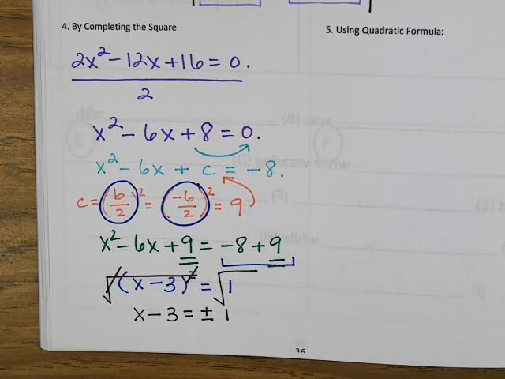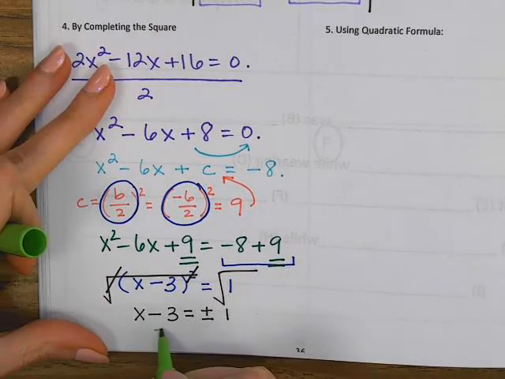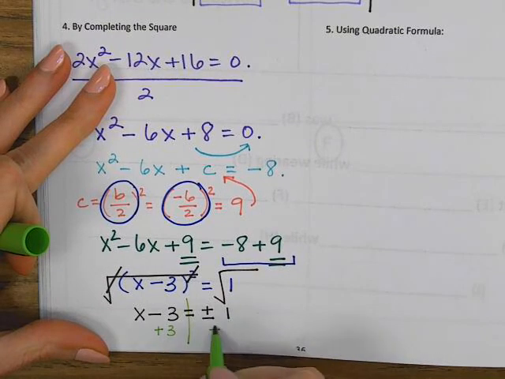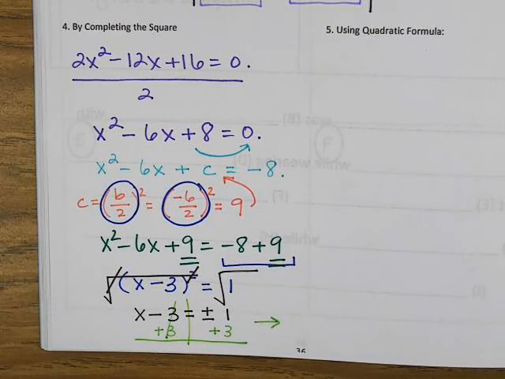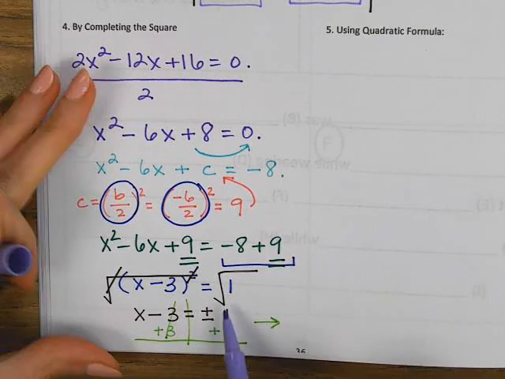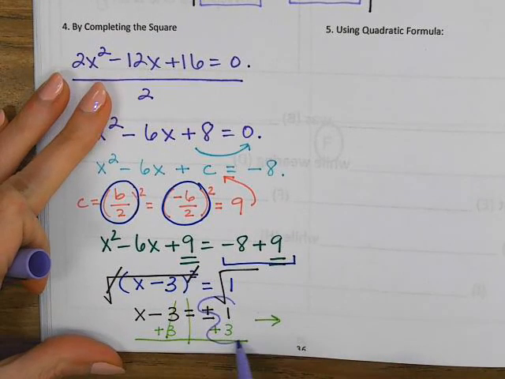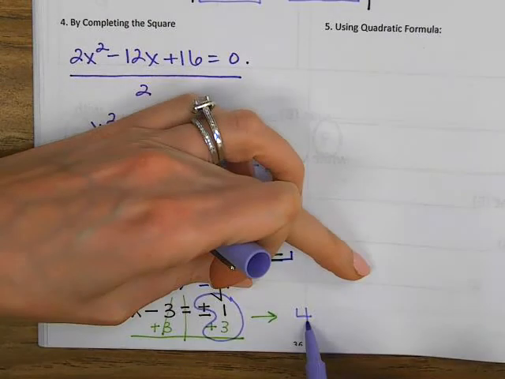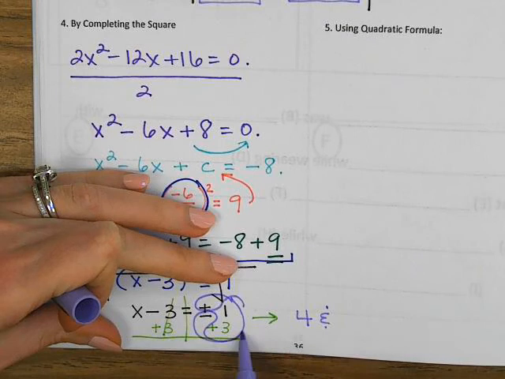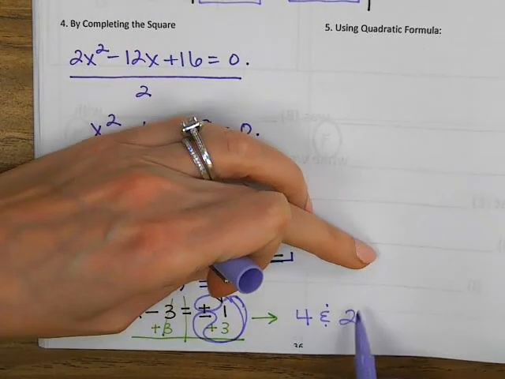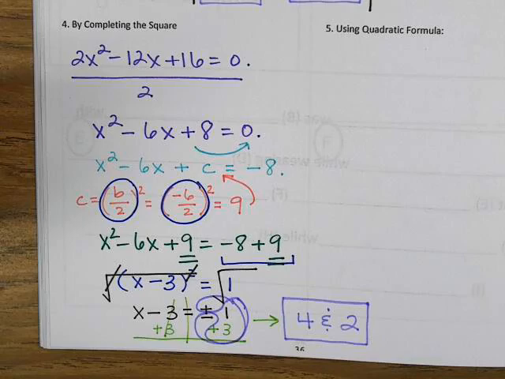And then to finish it off, we add 3 to both sides, and then we should be able to get our 2 answers. The first answer is positive 1 plus 3, which is 4. And the second answer is negative 1 plus 3, which is 2. And look, same answers as before, 4 and 2.